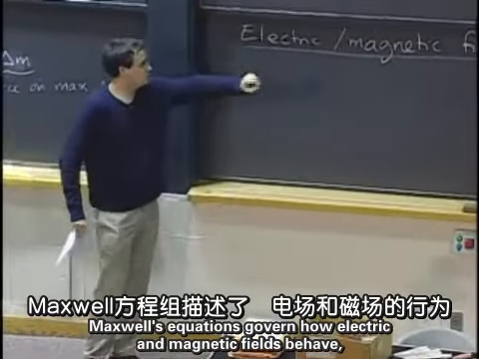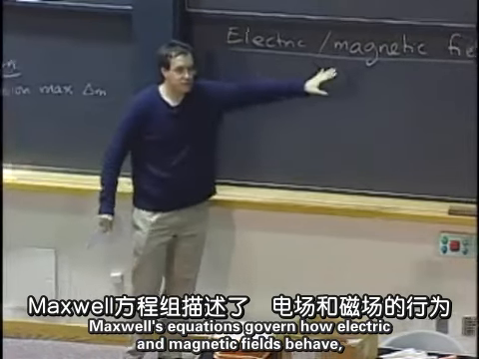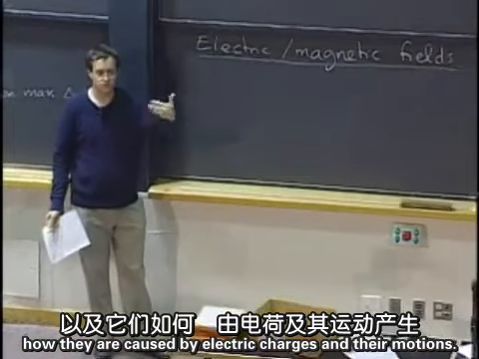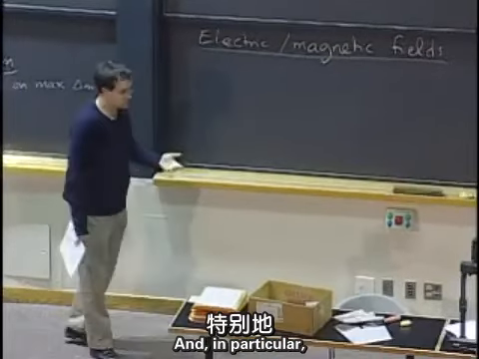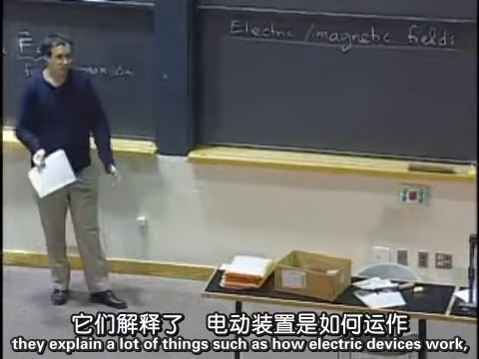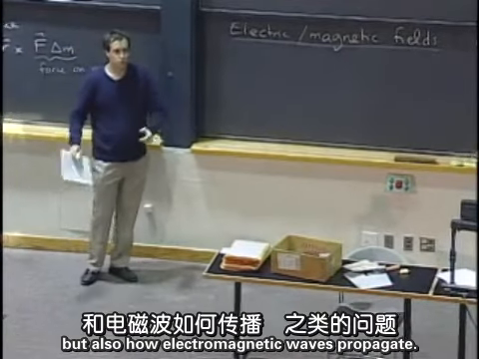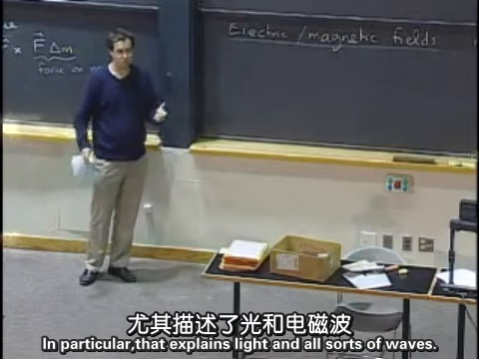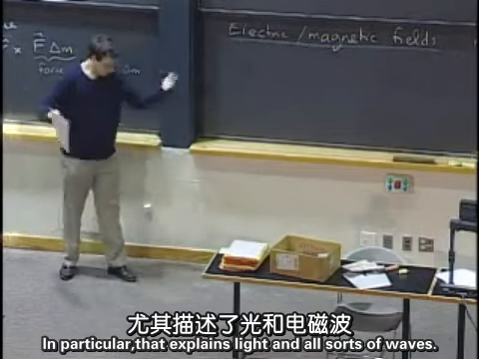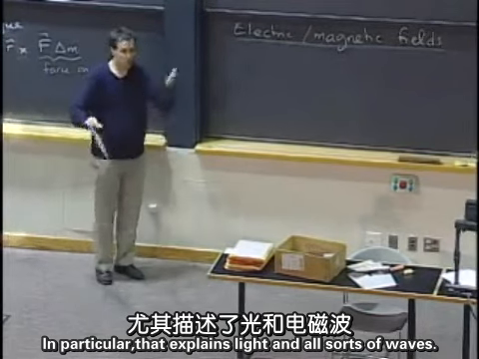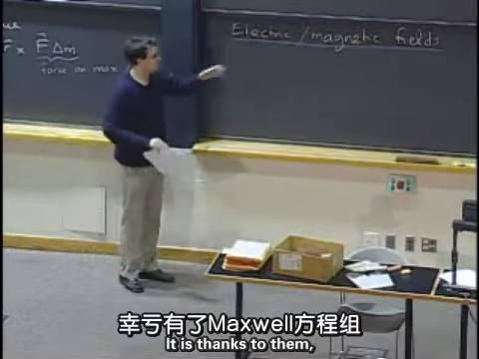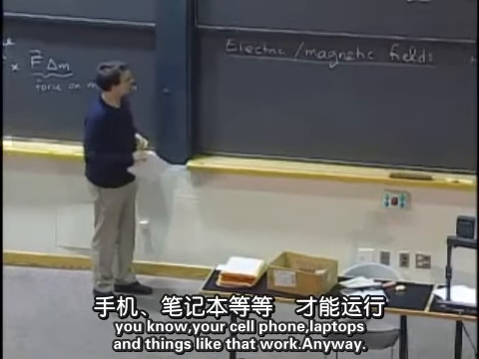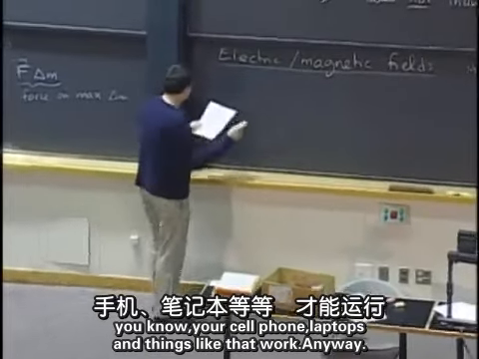Maxwell's equations govern how electric and magnetic fields behave, how they're caused by electric charges and their motions. In particular, they explain a lot of things, such as how electrical devices work, but also how electromagnetic waves propagate. So in particular, that explains light and all sorts of waves. It's thanks to them that your cell phone and your laptop and things like that work. But anyway, okay.